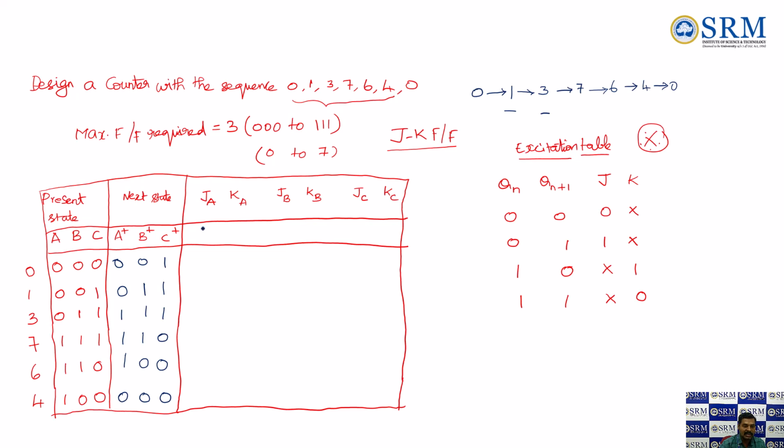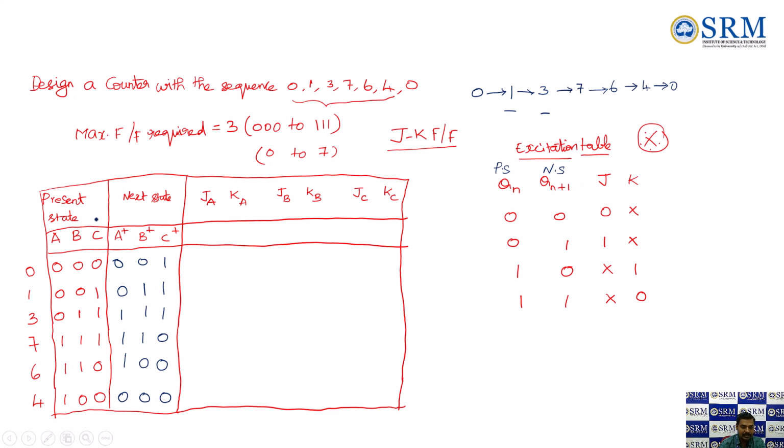Now comes to the excitation table. So here, now we are going to compare. In order to get the output of J and K, we have to compare this A with A plus, that is Qn with Qn plus 1. This is present state, this is next state. So from this we are going to analyze the inputs.